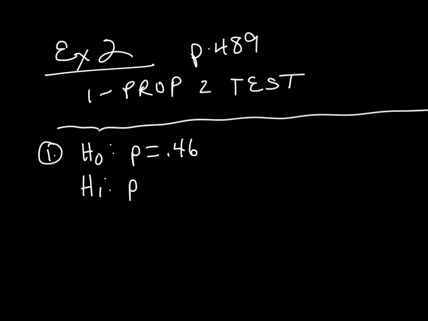Our question says, does this result suggest a proportion of Americans with at least a bachelor's degree feel differently? We don't know if they think it's higher. We don't know if they think it's lower. We're just asking, is it different than 0.46? So this is going to be a two-tailed test. H1: p is not equal to 0.46.